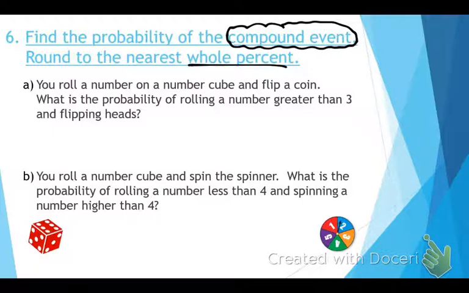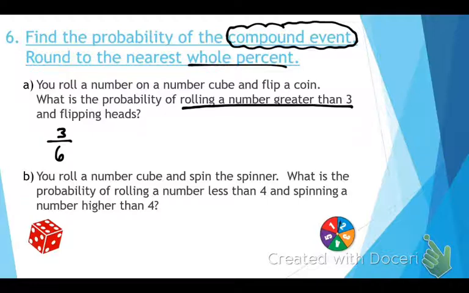What's the probability of rolling a number greater than 3 and flipping heads? So let's go ahead and look at this first: rolling a number greater than 3. If I look at my number cube, how many numbers are on there that are greater than 3? Three of them. What are they? 4, 5, and 6. That's 3 out of what? 6. So I have a 3 out of 6 chance of rolling a number greater than 3.